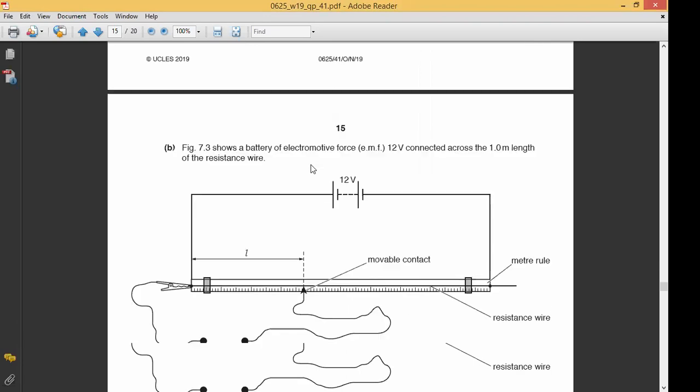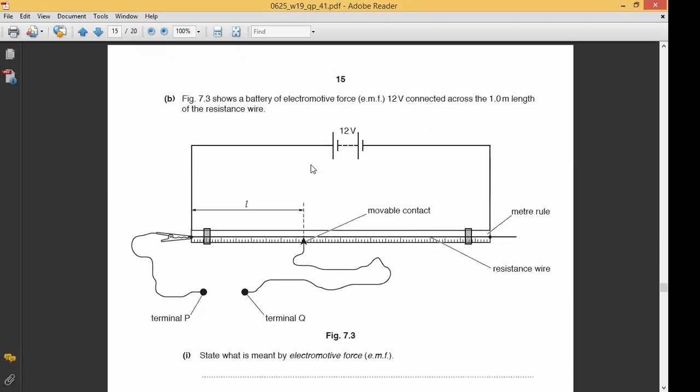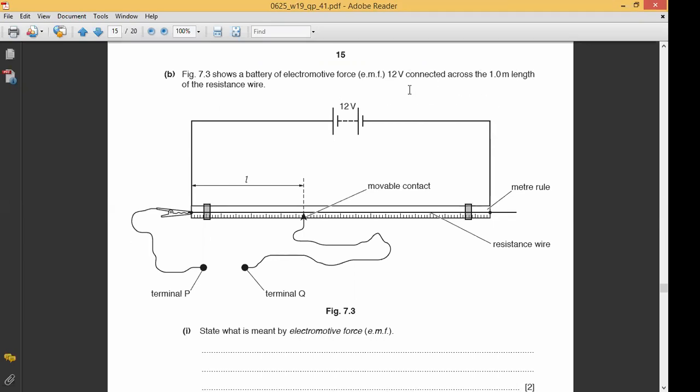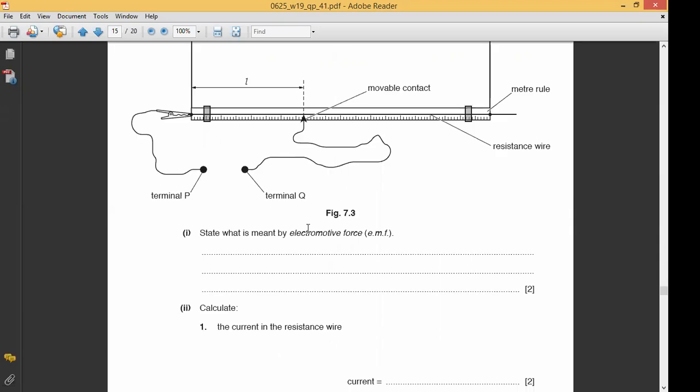Now, the next one is figure 7.3, which shows a battery of electromotive force 12 volts connected across a 1.0 meter length of the resistance wire. Explain what is meant by electromotive force. Okay, what is electromotive force? Any idea?